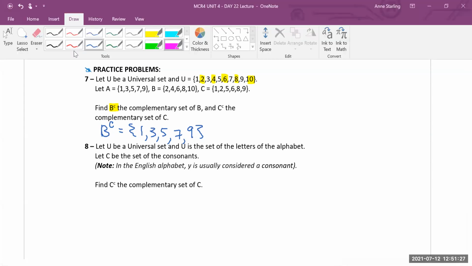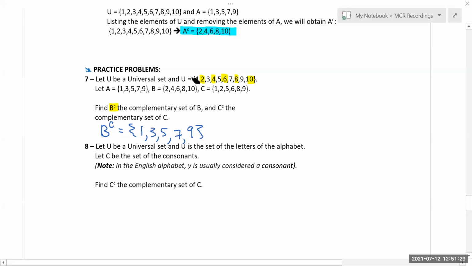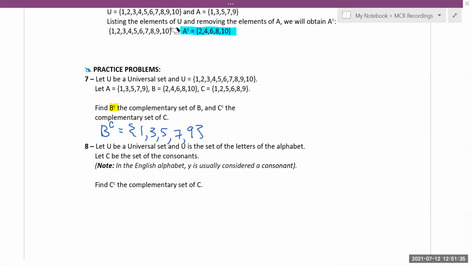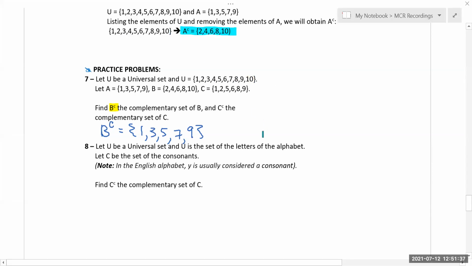So now I'm going to delete that out. Get rid of that one. And look at C complement. So for C complement, C is 1, 2, 5, 6, 8, 9. Okay, let me start getting rid of those. So the numbers I did not highlight are C complement, which are 3, 4, 7, 10. And that gives me my C complement.